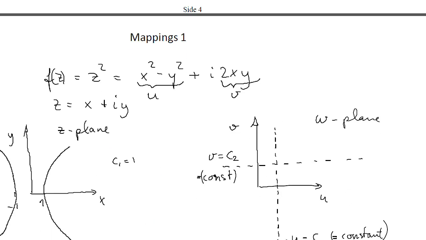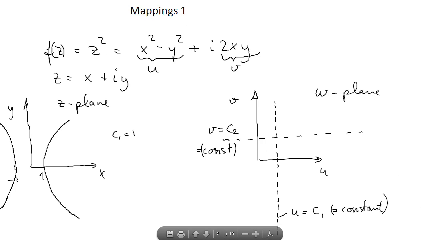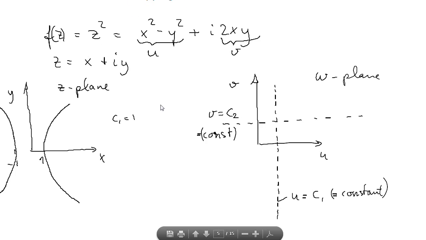Well, here you see another example of a mapping. We have this function f of z equal to z squared, which we discussed earlier. You know that the real part of it is x squared minus y squared, and the imaginary part is 2 times xy. So let's just see what typical points or lines are transformed into the function plane.